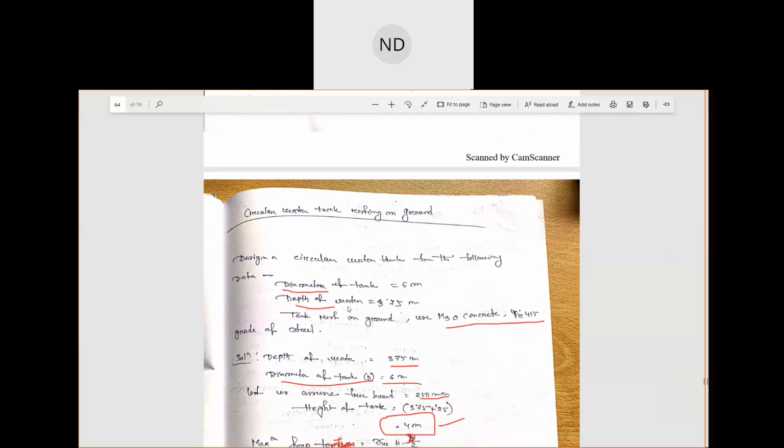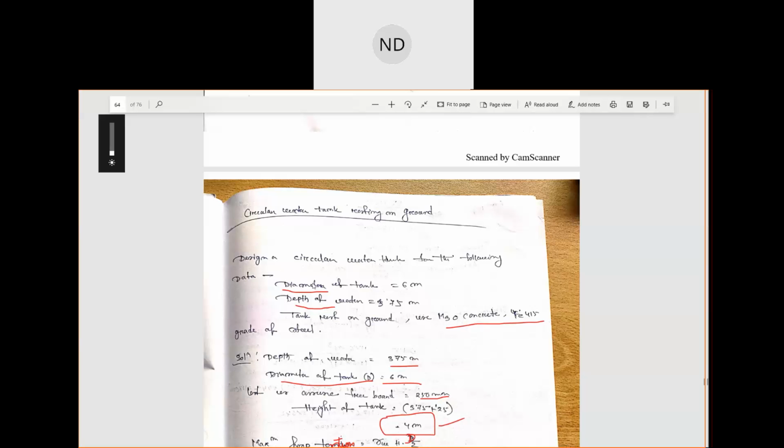So for circular tanks, what we'll do? Today we'll take a problem in circular tanks resting on the ground. Directly we'll go to the question, and what does the question say? Design a circular water tank for the following data, and the data which are mentioned is what?